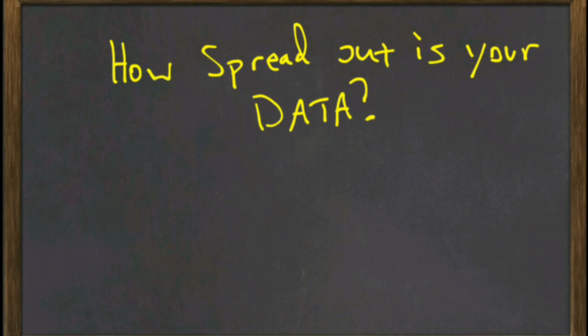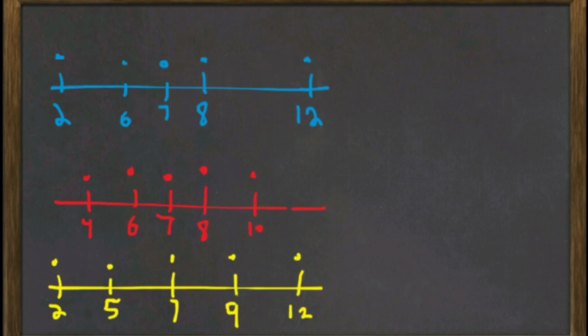To highlight this, I want to look at these sets of data. Each has 5 values in them, and I've tried to put them on a number line, somewhat accurately. In the blue here we have 2, 6, 7, 8, and 12, and the others follow from there. All of these are symmetrical.